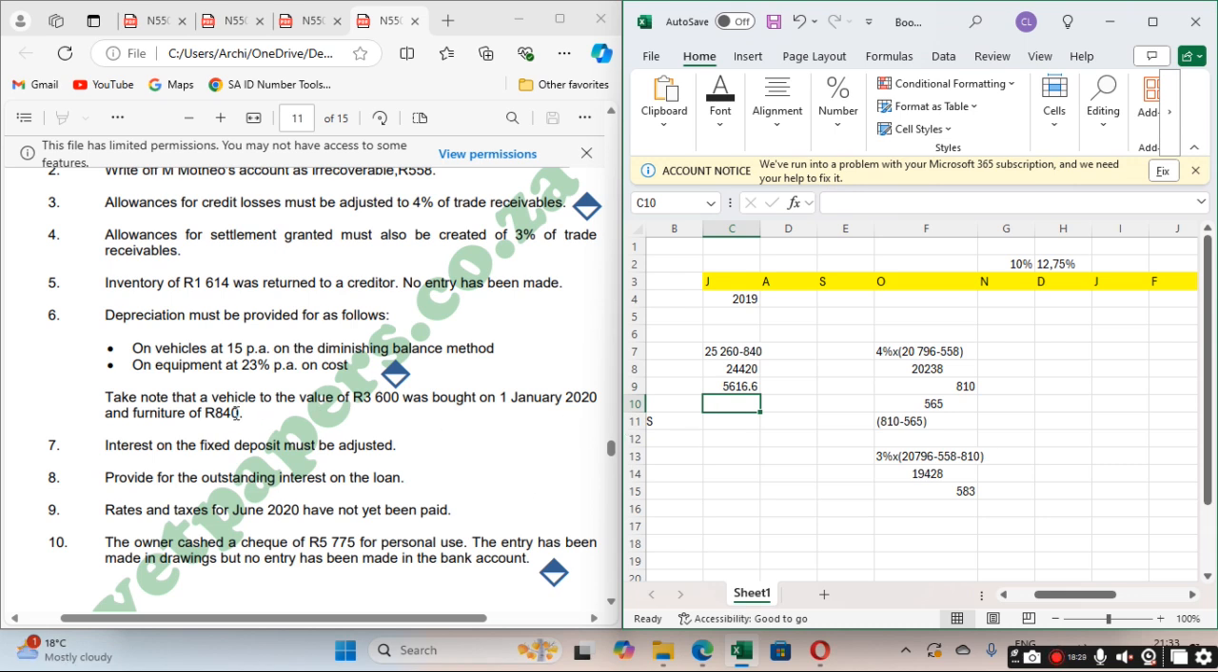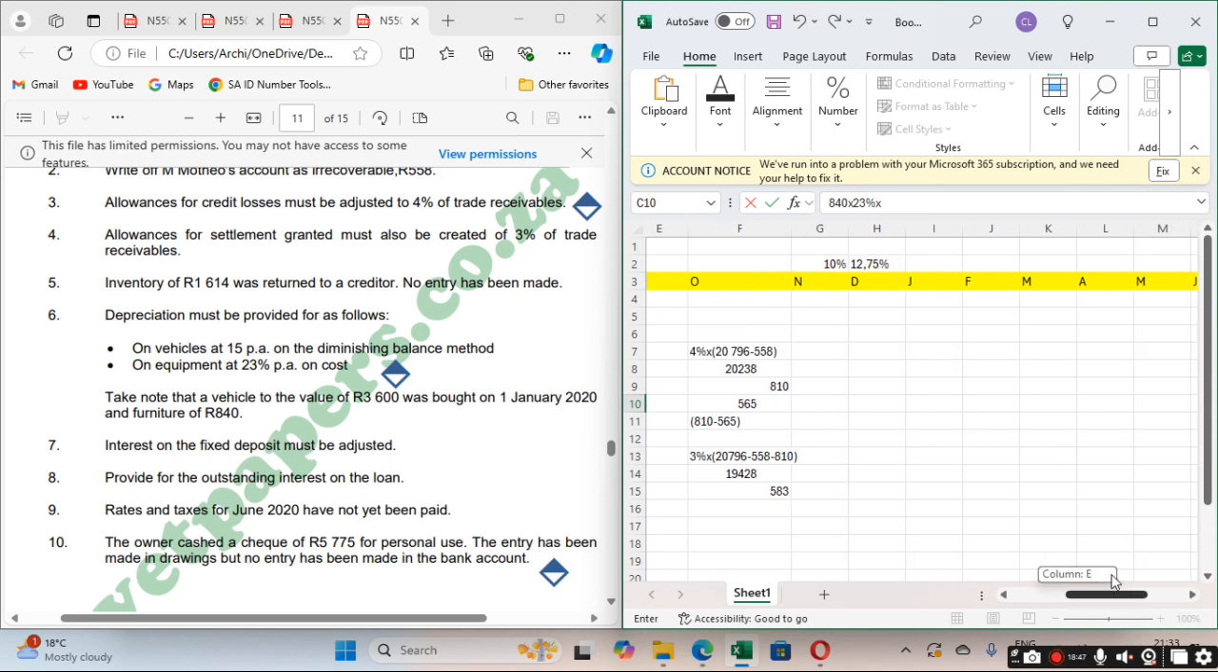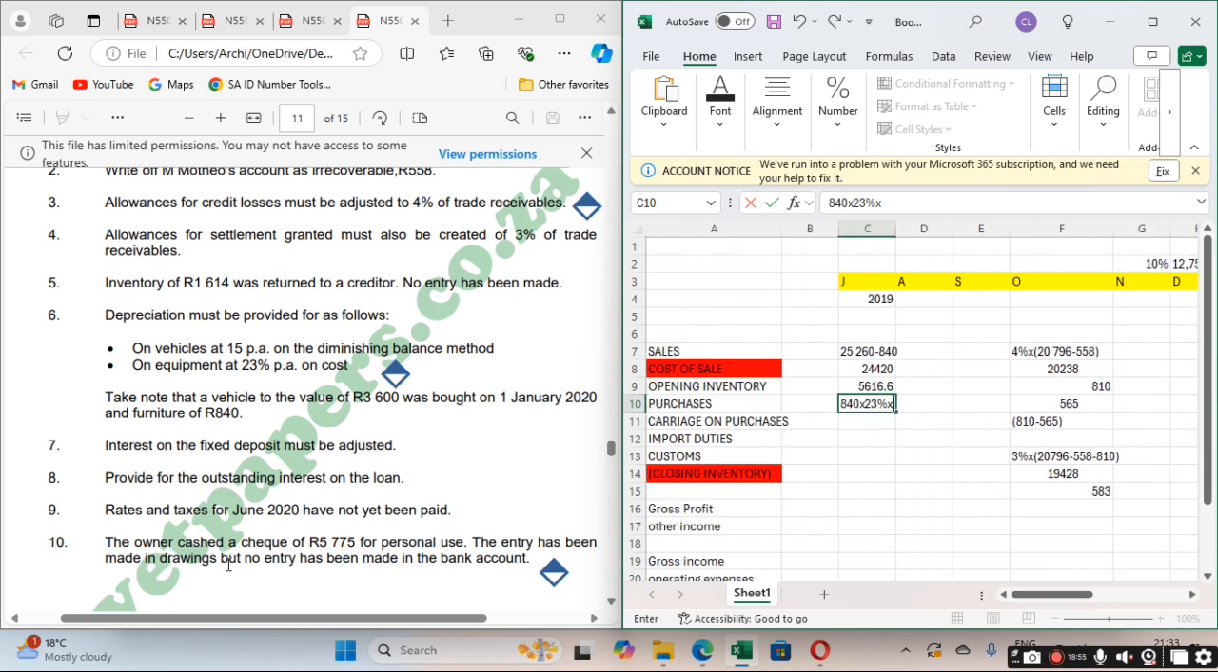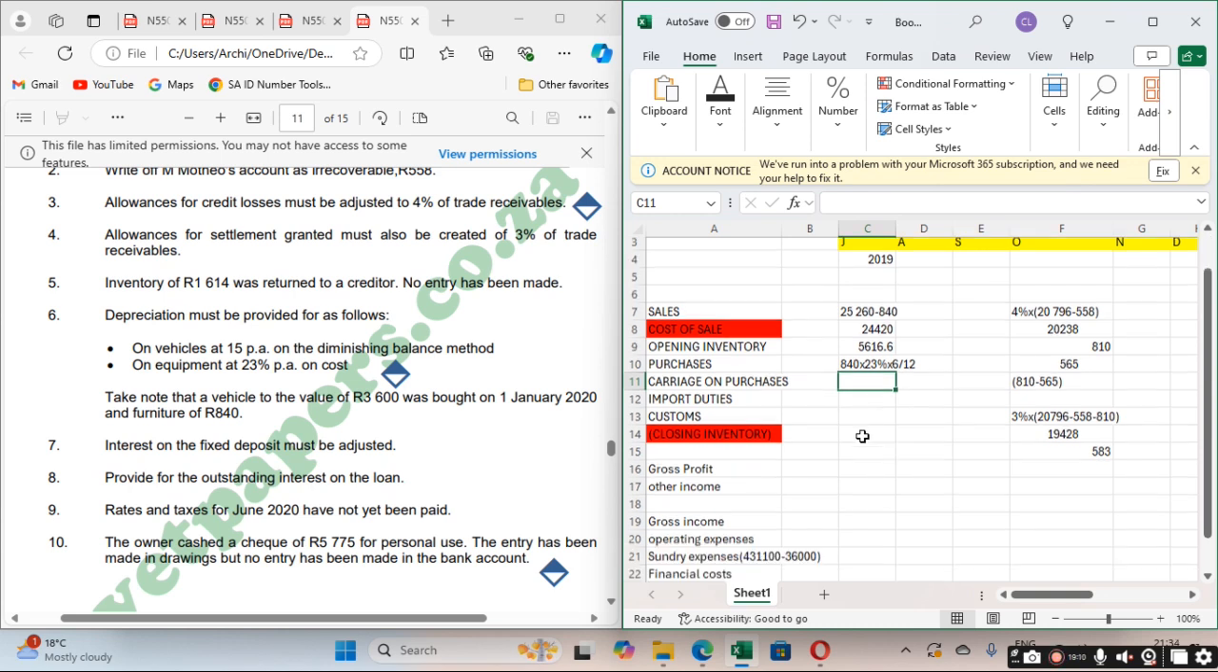We're going to use what? This 840 that we've minus there. We'll say 840 multiplied by 23%. Multiplied by the number of months in which it has been in the business. So it was bought on 1st January, so we're going to count from January. So this is December, January, February, March, April, May, June. So our year ends June, meaning 6 months. Multiplied by 6 over 12. And then your answer that you get, that's going to be your depreciation for the new equipment. So that's pretty much how you do that.